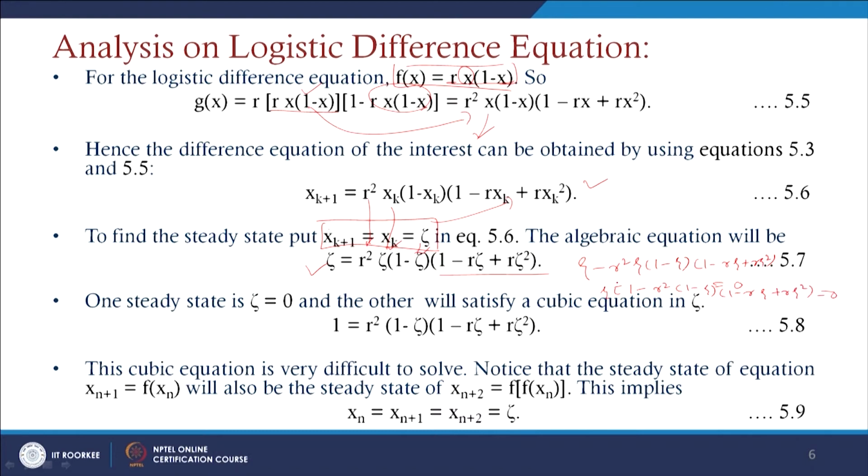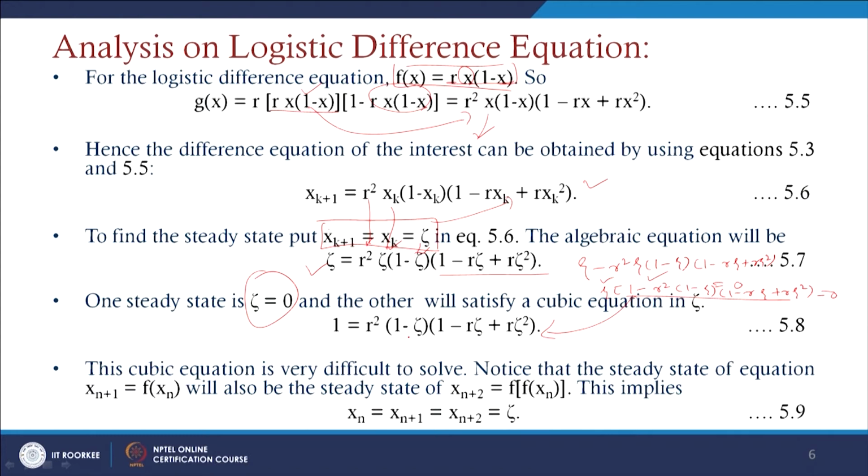So, either we can consider zeta equals 0 or the rest of the expression equals 0 here. One steady state solution is obtained by considering zeta equals 0, and the other should satisfy 1 minus r square into 1 minus zeta into 1 minus r zeta plus r zeta square equals 0. Obviously, this gives 1 equals r square into 1 minus zeta into 1 minus r zeta plus r zeta square. So, this is a cubic equation and it is very difficult to obtain the solution.